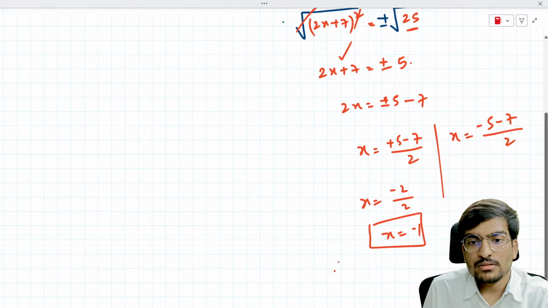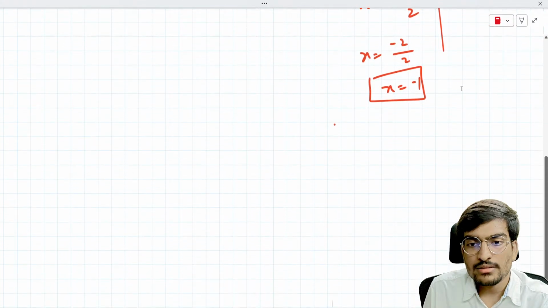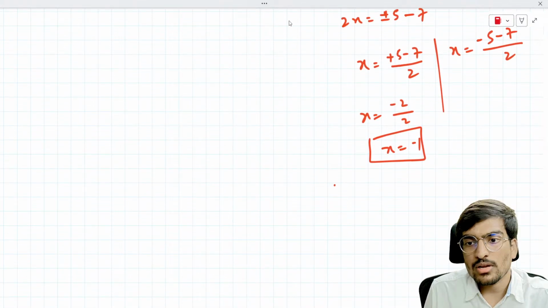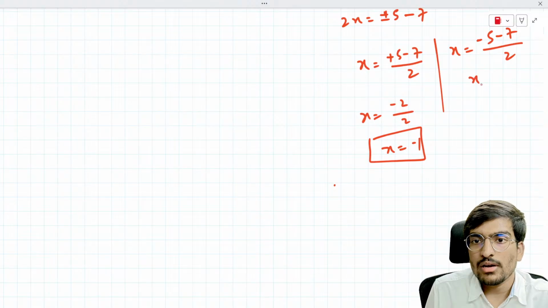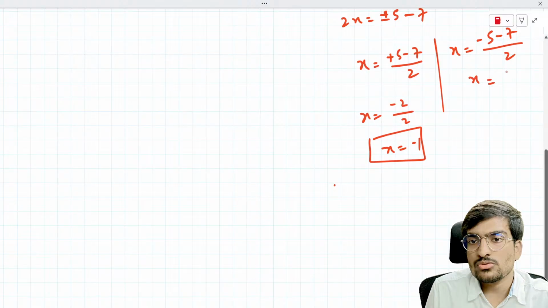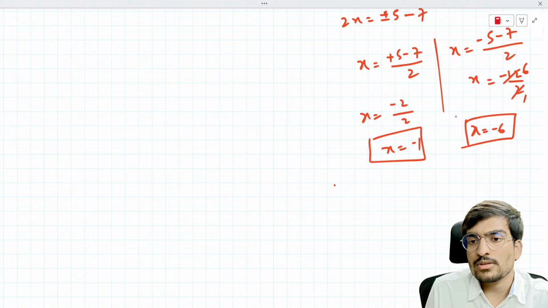I think I have to drag this a bit down so you can see what I am doing. So the other value for this, x equals negative 5 minus 7, negative 12 by 2, which is 6. So x equals negative 6. So we got negative 1 and negative 6.